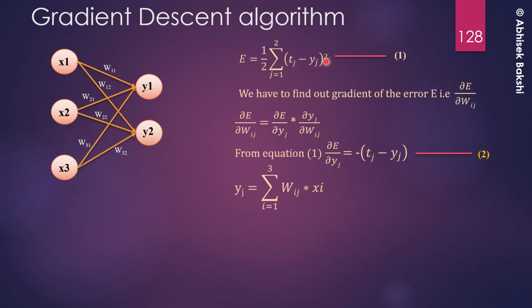So as a result, if you only do the derivative of tj minus yj by derivative of yj, then you will get minus 1 as a result. So that minus 1 is multiplied by tj minus yj. So it's a simple derivative calculation. You can easily do this in your copy at home.